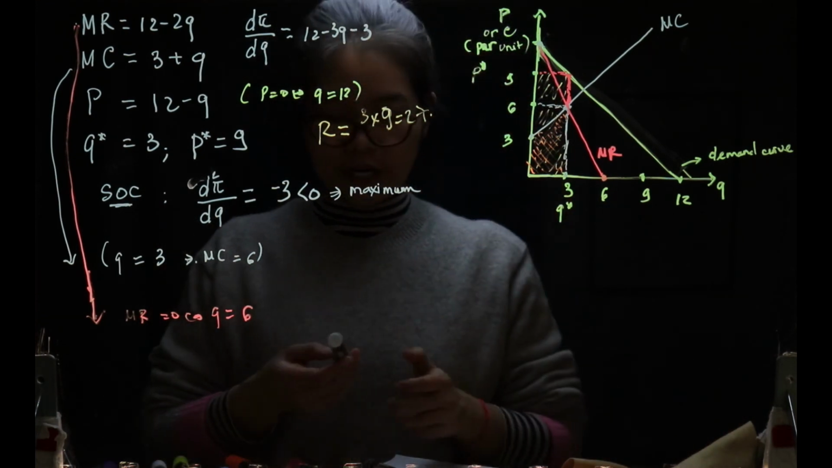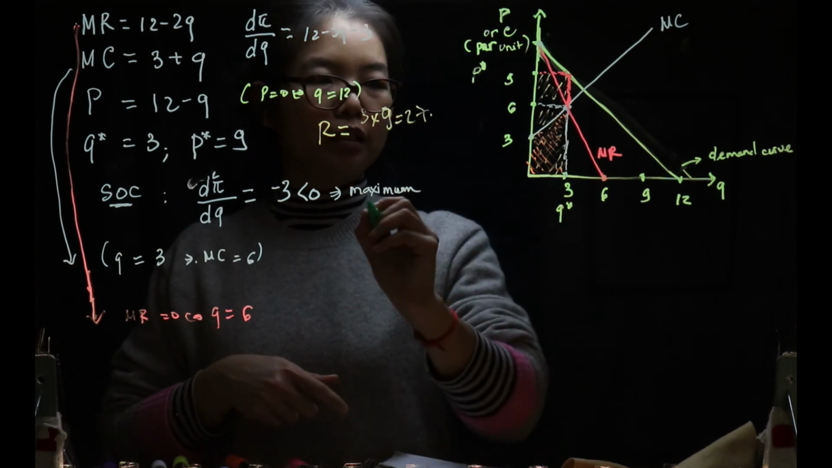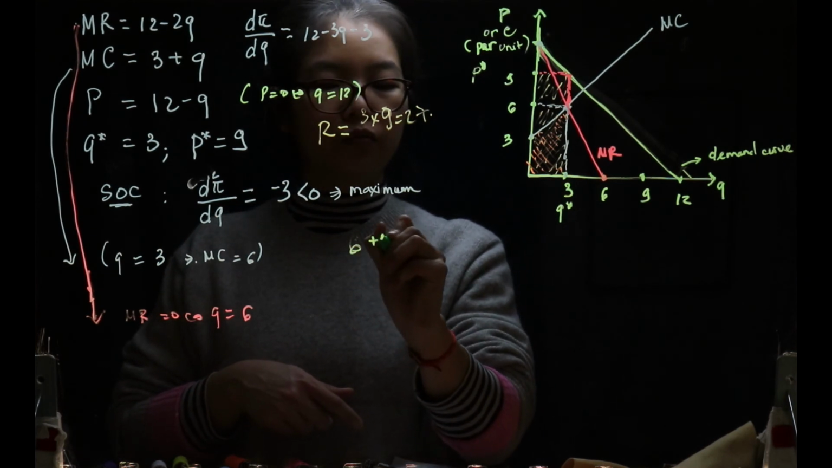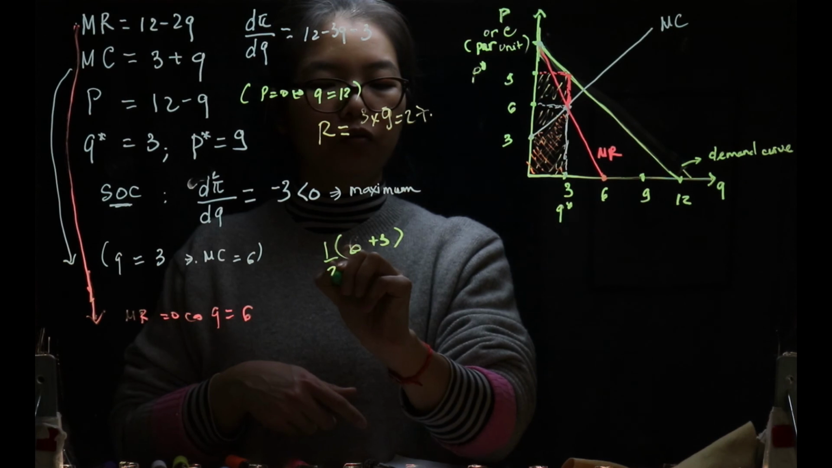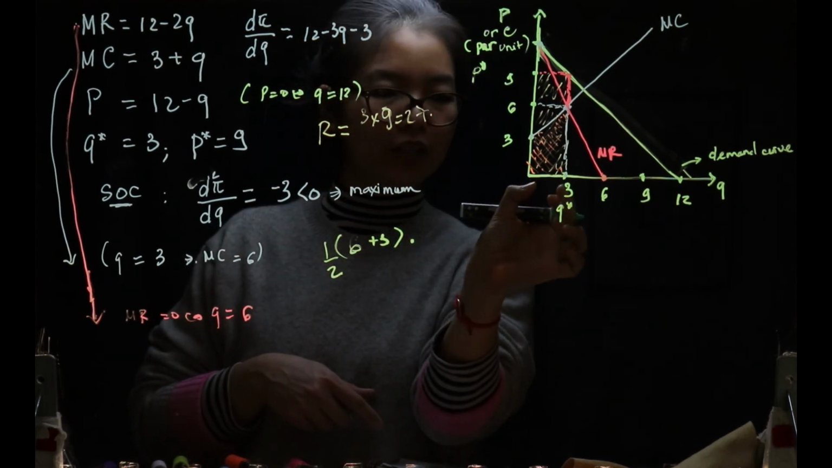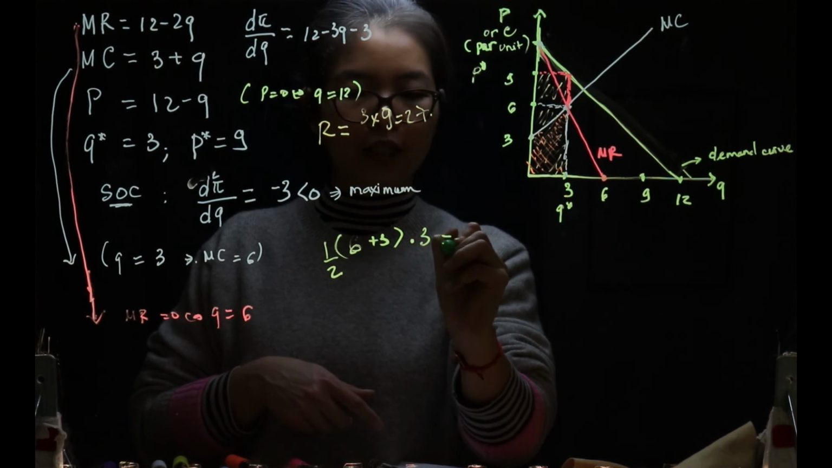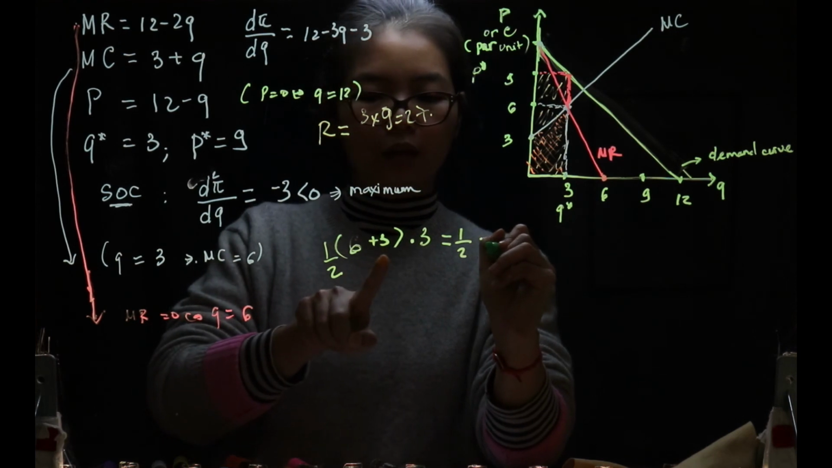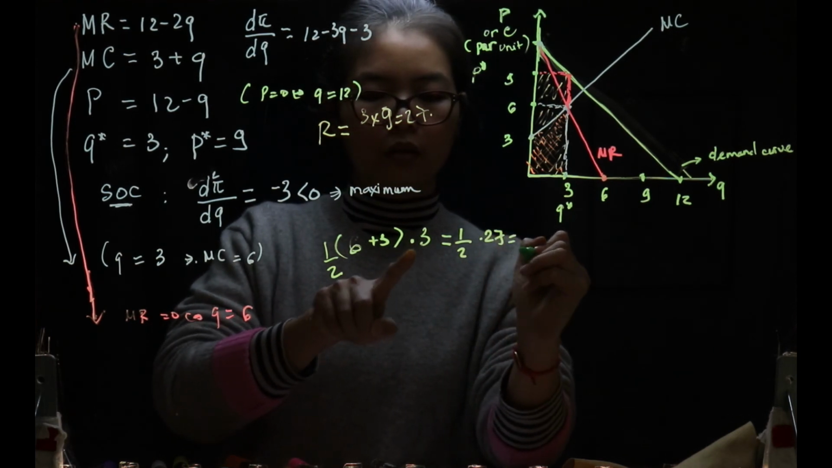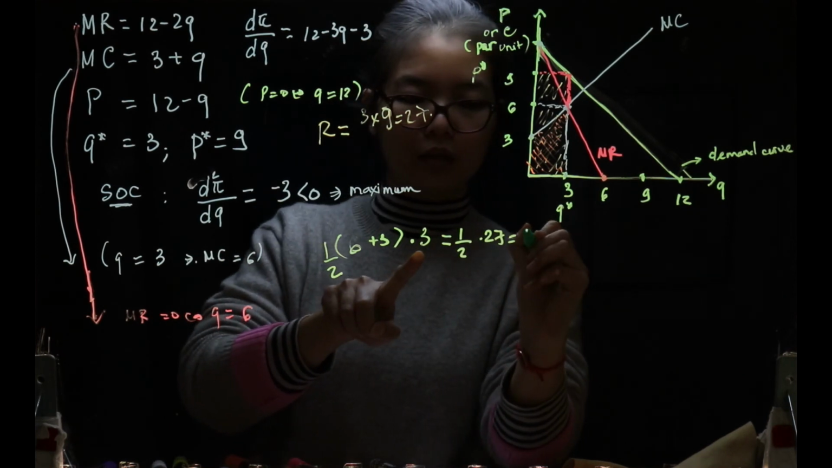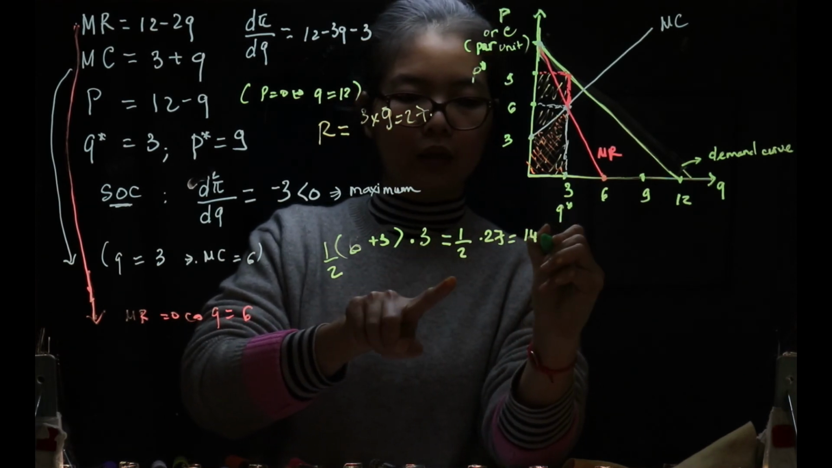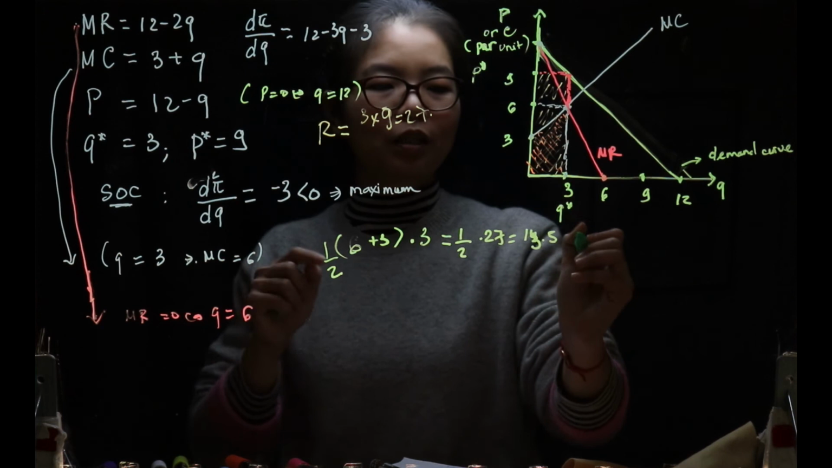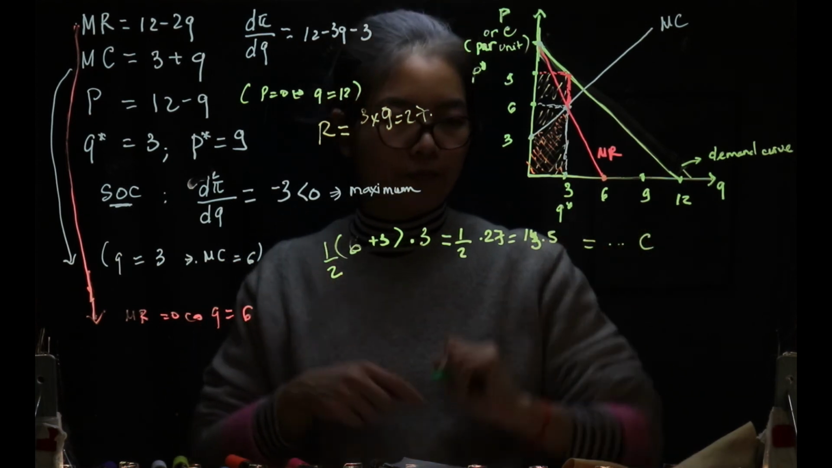How to calculate this area? It requires a little bit of geometry now. So that is (3 plus 6) times 1/2 times the height of it, also 3, right? So that is 0.5 of 9 times 3, 27 over 2, which is 13.5, right? So this is some sort of cost.